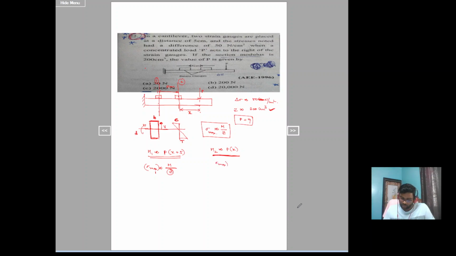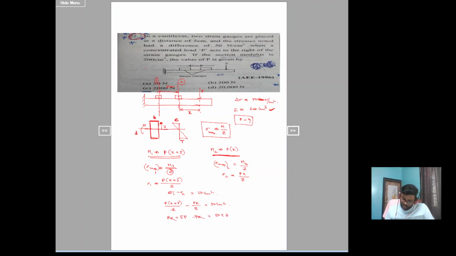So sigma max 2 is equal to m2 by z, and this is m1 by z. Now take this as sigma 1, which is equal to m1, nothing but p into x plus 5, divided by z, and sigma 2 I will take as p into x divided by z. Now he is mentioning sigma 1 minus sigma 2 is equal to 50 centimeter square. Okay, now p into x plus 5 divided by z minus p into x divided by z is equal to 50 centimeter square. So p into x plus 5p minus px is equal to 50 into z.